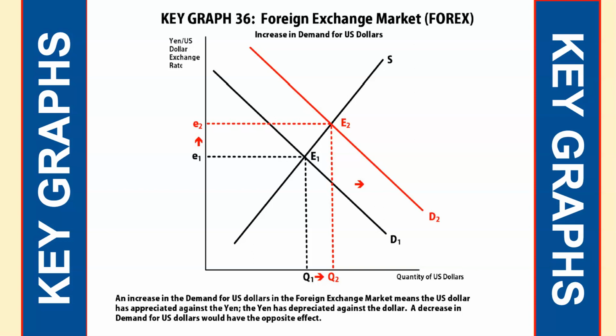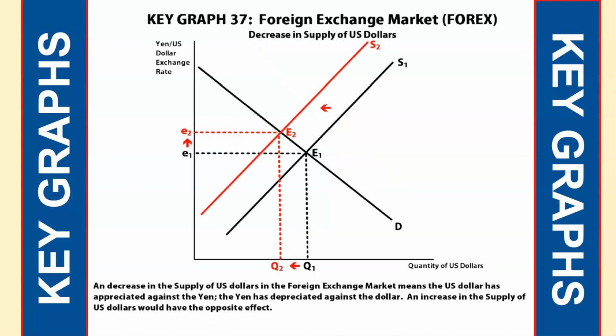Now, if we flip that around, looking at key graph 37, if there was a decrease in the supply of US dollars, and we looked at this in terms of capital flowing somewhere else, if the interest rate is better in another country and so the capital is flowing somewhere else, leading to a decrease in the supply of US dollars, this means that the dollar is going to appreciate. And this is why it's very cyclical, because if the capital is flowing to another country and therefore the investments are flowing there, all of a sudden the supply of dollars is decreasing. This is going to lead demand to move along the curve to a higher exchange rate.